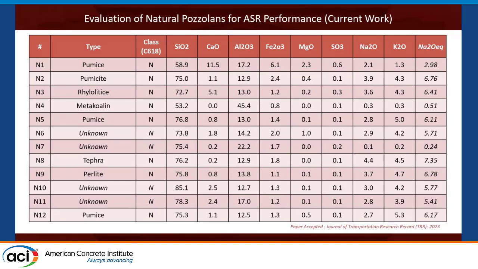So we extended that research to evaluate natural pozzolans for ASR performance in the current work. Some of the types are unknown, but most of these pozzolans we received from different sources. Majorly they are volcanic ashes except for N4 and N7, which are metakaolin, and N7 I think could be calcined clay depending upon how it behaved. And again, this paper has been accepted for TRR 2023, so it will be published soon.